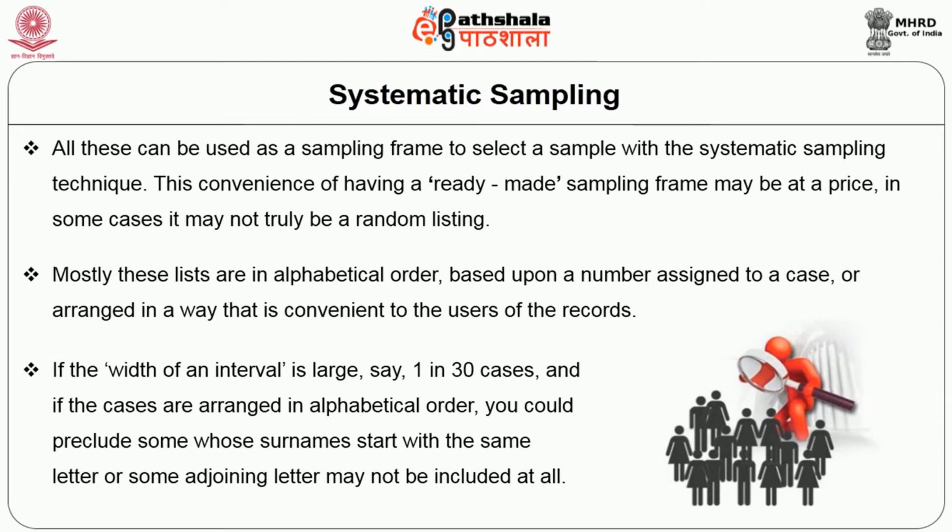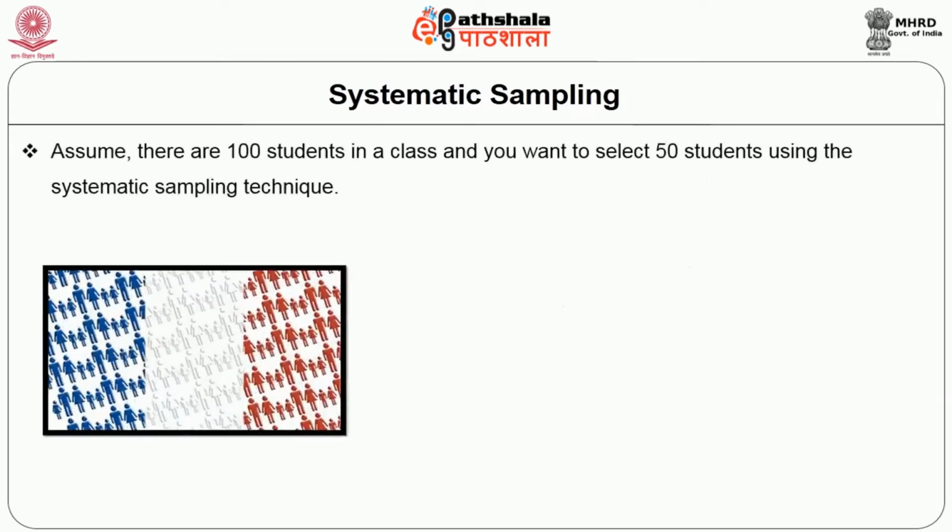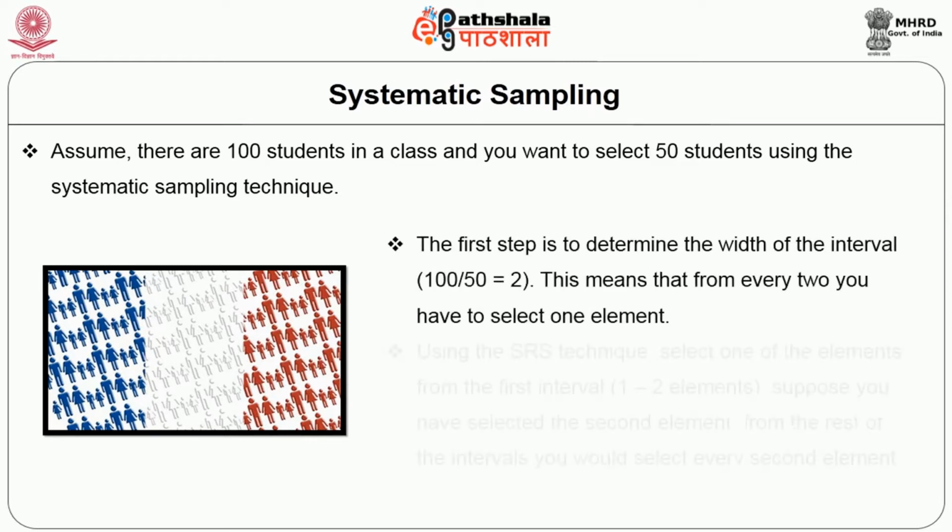Let's assume there are 100 students in a class and you want to select 50 students using the systematic sampling technique. The first step is to determine the width of the interval, that is 100 divided by 50, which gives you 2. This means that from every 2 you have to select one element.